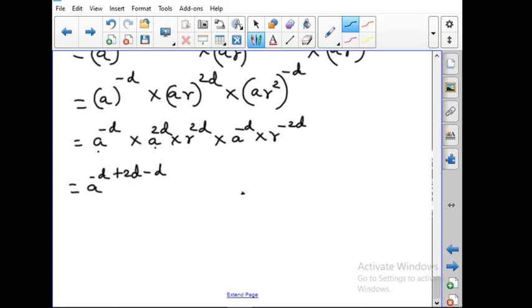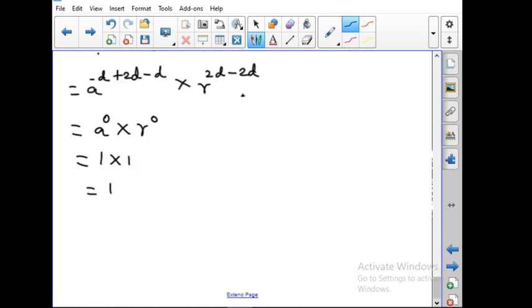The third A is what here? Minus D. Here A and here A, the base will be the same, so we add the powers: minus D plus 2D minus D. Next we take the R. R will be what here? 2D minus 2D. So now we add the powers, we are getting minus D minus 2D plus 2D. So we are getting A power 0 into, plus 2D minus 2D, R power 0. So A power 0 into R power 0 is 1 into 1. So 1 into 1 equal to 1. This is what the RHS is.